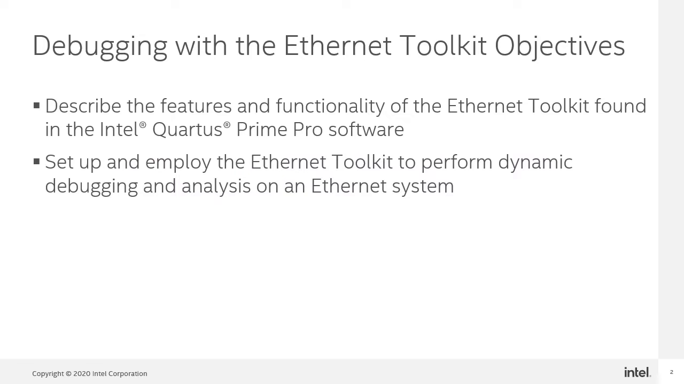By the end of the class, you will be able to describe the purpose, features, and functionality of the Intel Quartus Prime Pro software's debugging tool, the Ethernet Toolkit. And you'll be able to set up and use the Ethernet Toolkit to analyze and debug your Ethernet IP cores while connected to a live link in system.